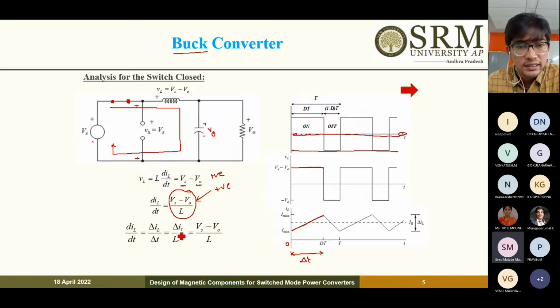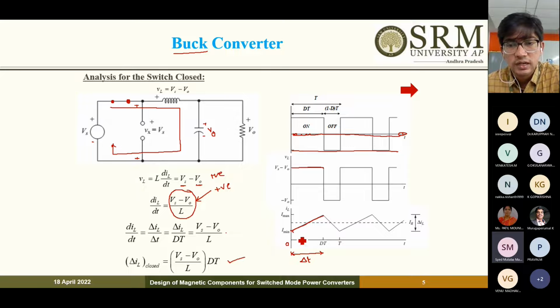If we calculate delta IL during the switch closed condition, it will be (Vs minus V0) by L into dt, where the duration is dt. This is the change in inductor current, that is the ripple current. This is the ripple current during the switch closed, from the instant when the switch is on up to this time dt.